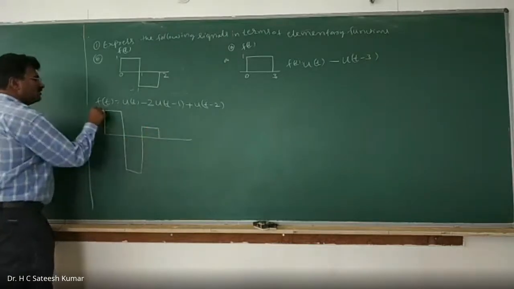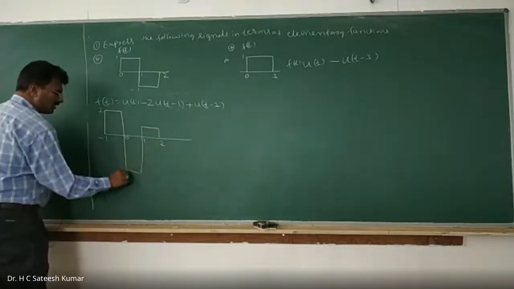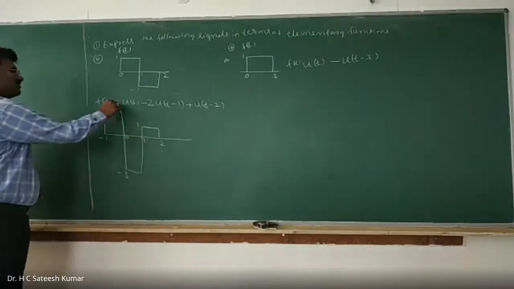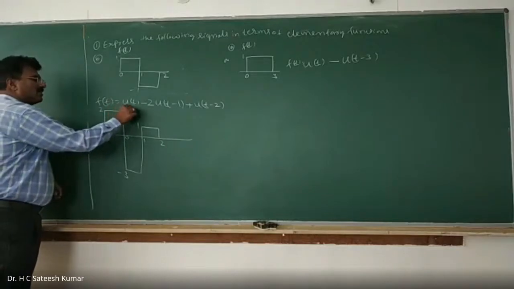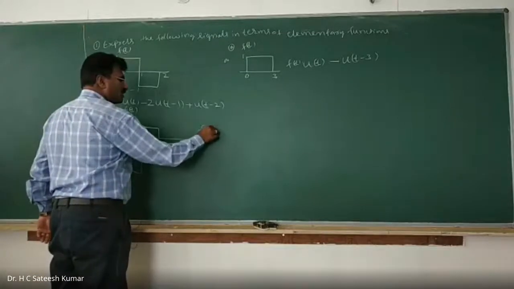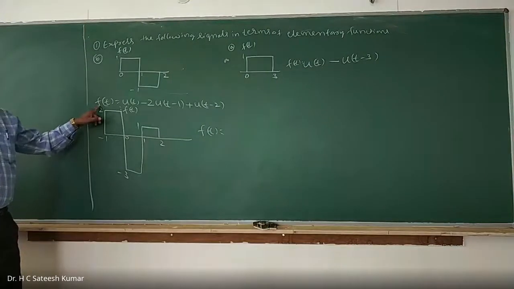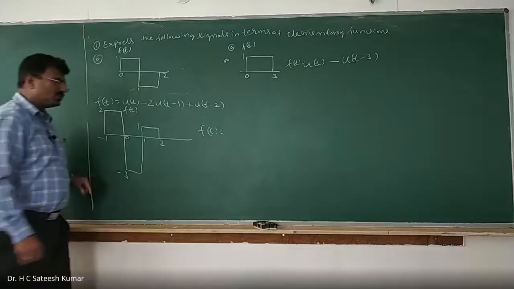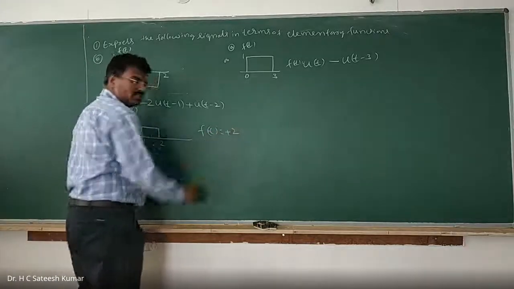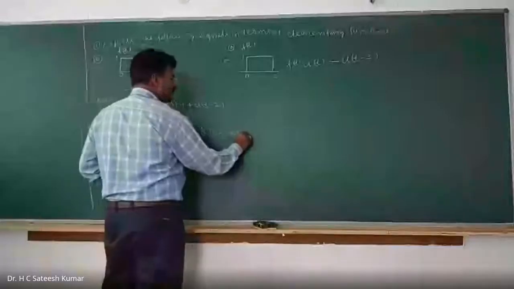Something like this. This is 2, this is 0, this is minus 1, 1, 2, minus 3, plus 1. So how to express this one in terms of elementary functions? Observe here, f of t is equal to, at minus 1, you go up by 2 units. Up means plus. How many units? 2 units. Therefore, plus 2, starting from minus 1. Starting from minus 1 means u of t plus 1.